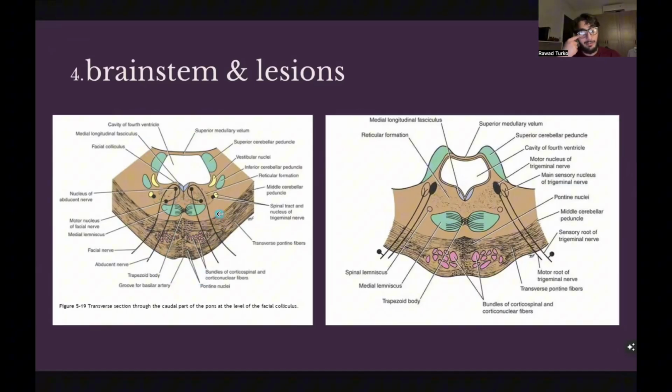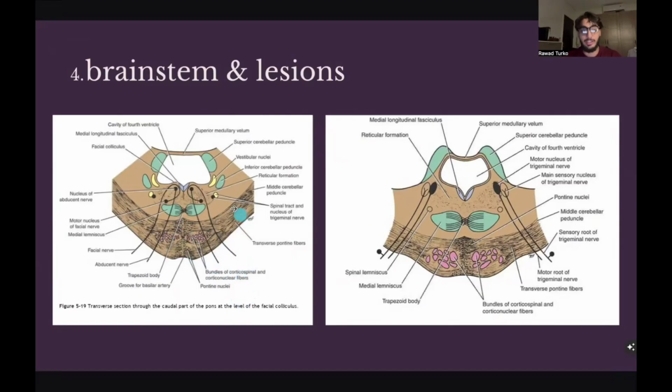And again, we have here the facial colliculus because of the wrapping around. The facial nerve is going to wrap around the abducens nucleus here, and that's going to produce the facial colliculus. And again, anteriorly in the midline, we have the corticospinal and the corticobulbar or corticonuclear fibers.